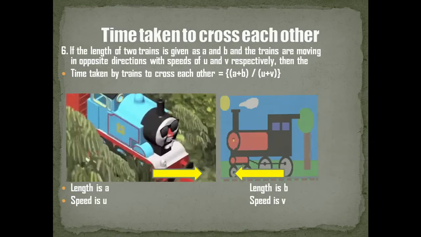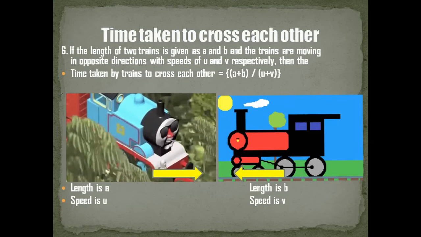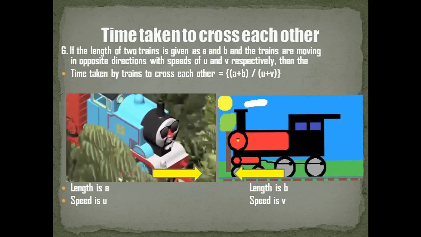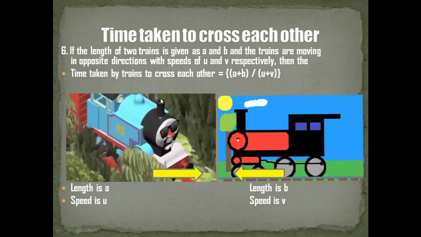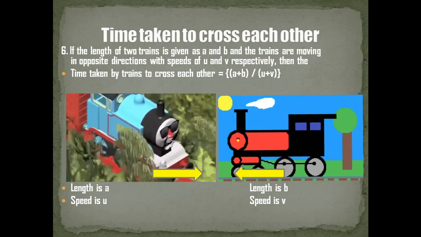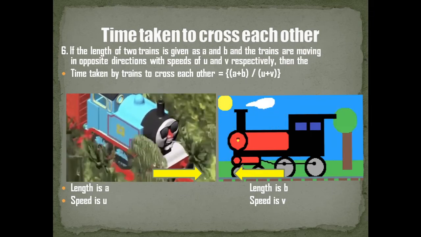Now let's see, if there are two trains moving, at what time they are going to cross each other. Look at the statement here. If the lengths of two trains are given as A and B, the lengths being different here, and the trains are moving in opposite directions with speeds U and V.